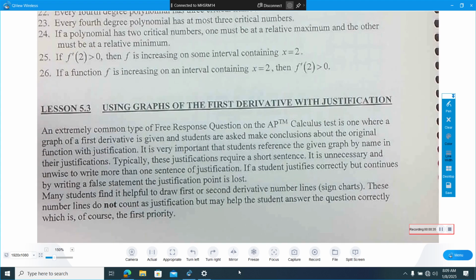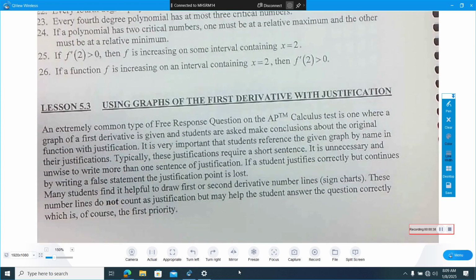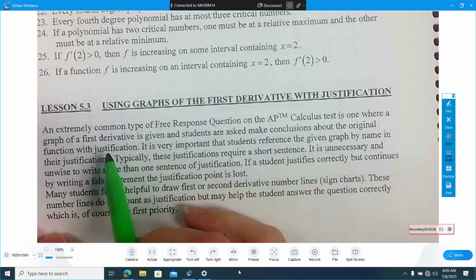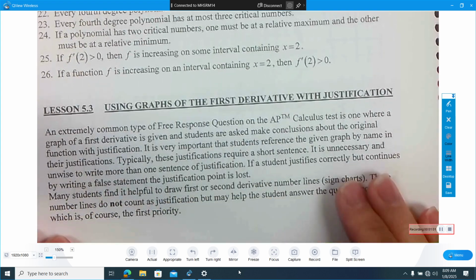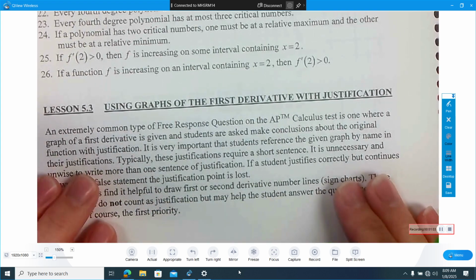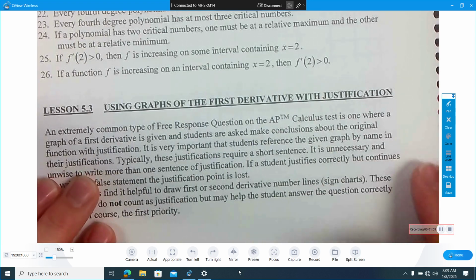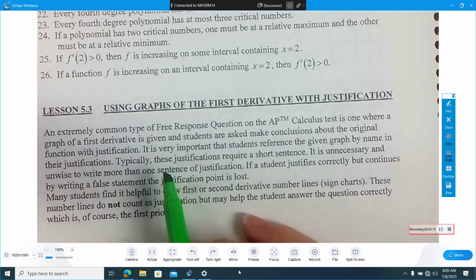So, I'm willing to take plenty of time to get this all done. And this paragraph right here is a very good thing. It's extremely common. The free response question on the calculus test is one where a graph of a first derivative is given and students are asked to make conclusions about the original function. It's all over it. With justification, which is the important part, and it's a very specific way to justify things.